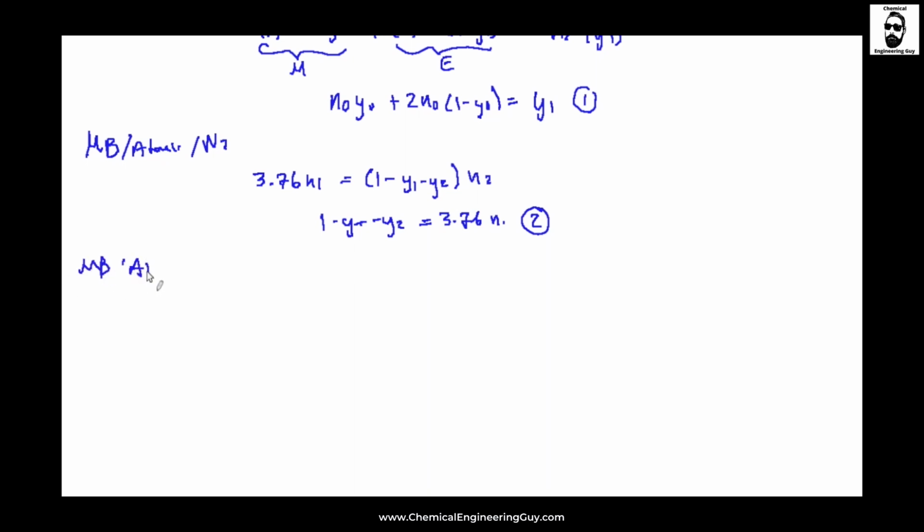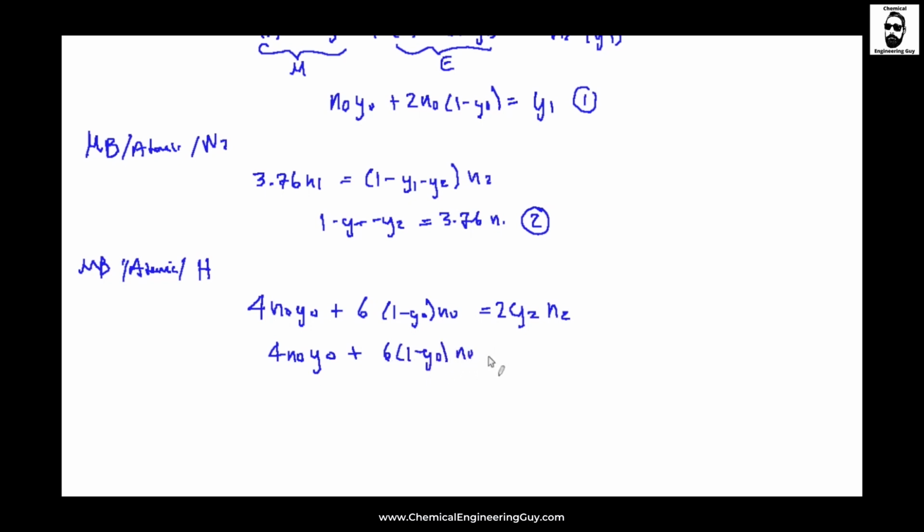Continue with the atomic mass balance, not nitrogen but hydrogen. We have 4 hydrogens in methane, N0 Y0, plus 6 hydrogens in ethane, which is (1 minus Y0) times N0, equals Y0 times N2, which is 1, and we have 2 hydrogens here. Why do we have only 2 hydrogens? Because H2O, or water, only has this. Equals 2 Y2. This is equation 3.